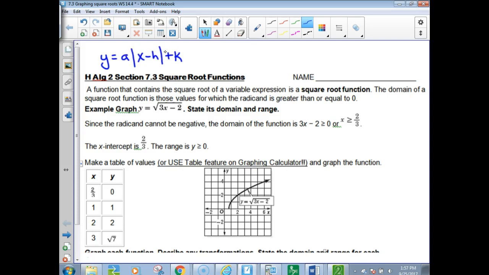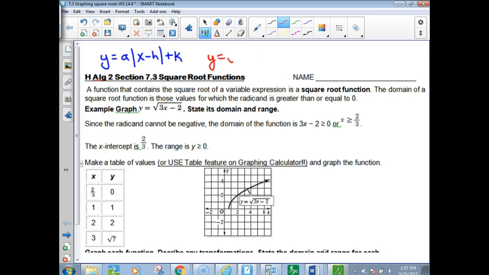I'll give you a hint. H shifts it right or left horizontally, k up or down vertically, and a stretches or flattens it vertically. Or if a is negative, it flips it over. You need to constantly think of that when you do a graph. It makes sense to you whether it's where it went or not. Nice little pattern to be following. These will follow that pattern as well.